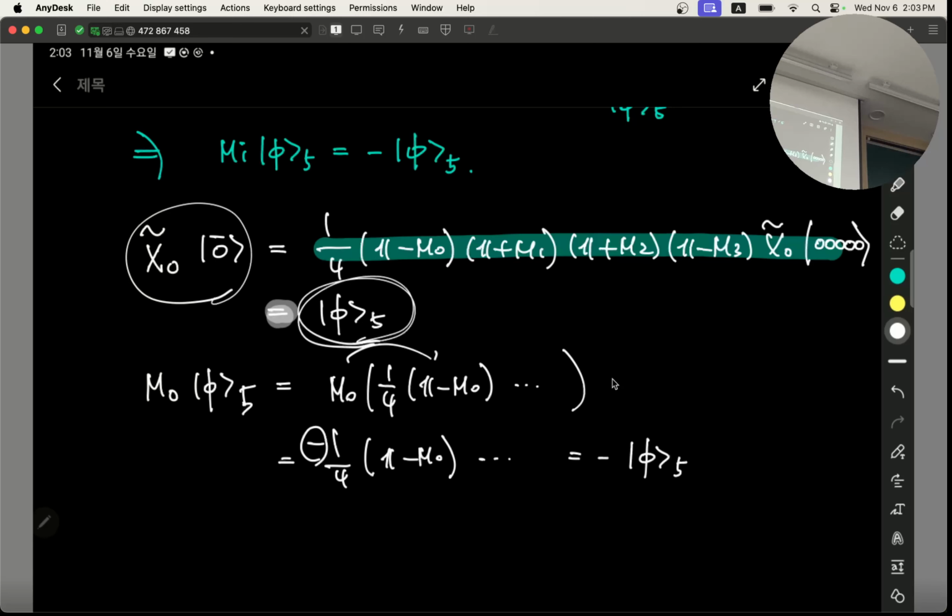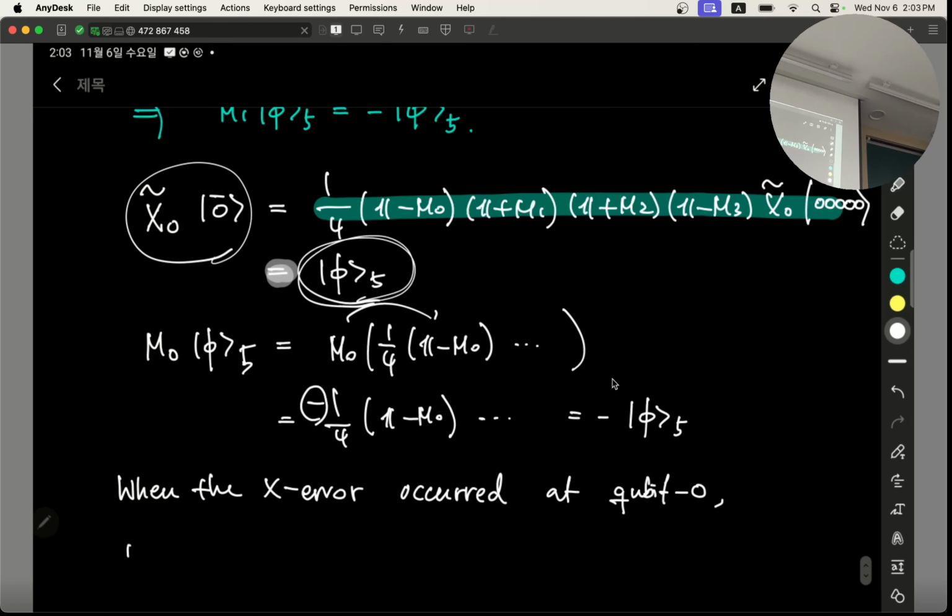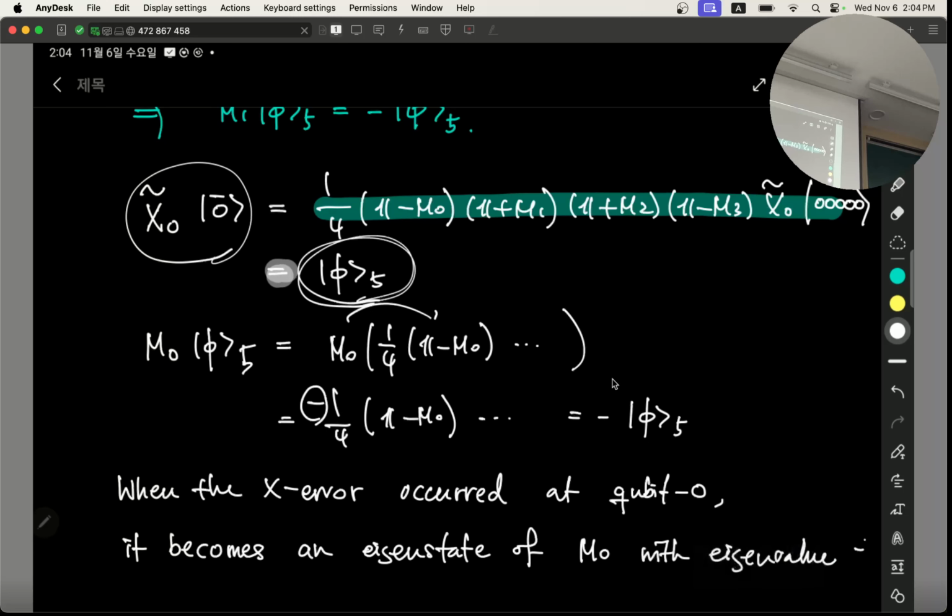So it means when the x error occurred at qubit 0, it becomes an eigenstate of m0 with eigenvalue minus 1. So it changes the eigenstate with m0.